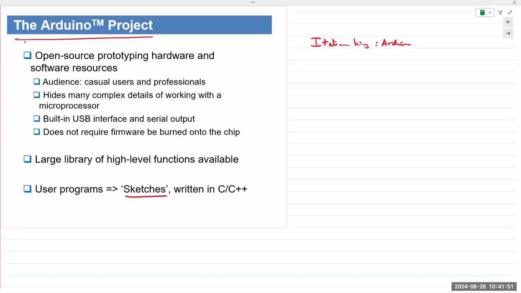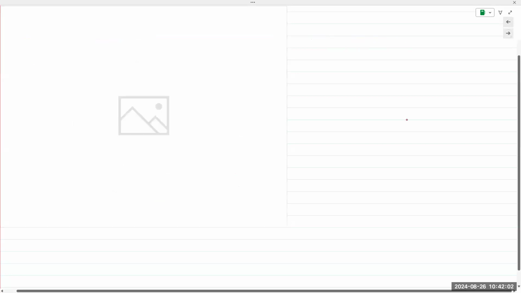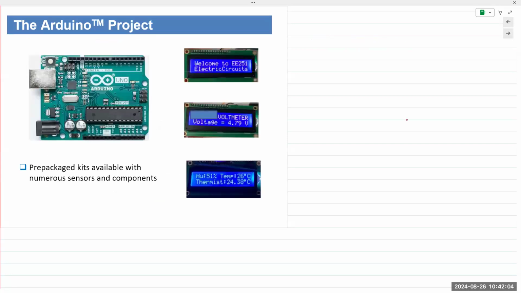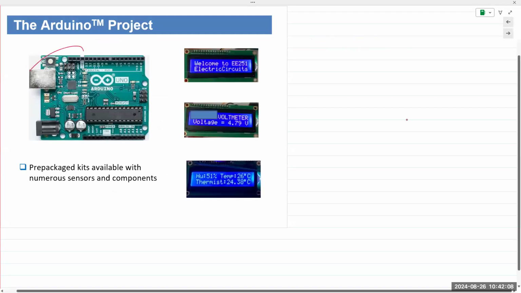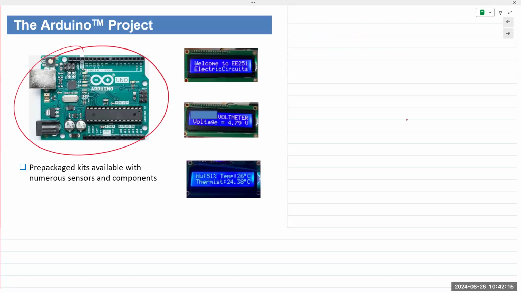Okay. And what you can do with this is only limited by your imagination. There are large libraries of high-level functions that are available. There are various temperature sensors, pressure sensors that are available. During the pandemic time, I created a hands-on course where students would be in their own residences, and they would have an Arduino kit of their own.